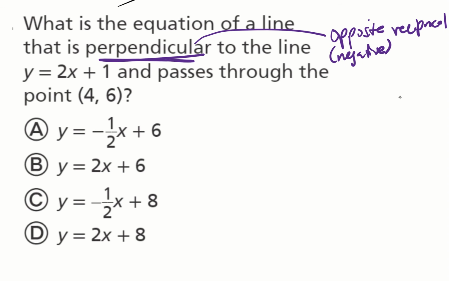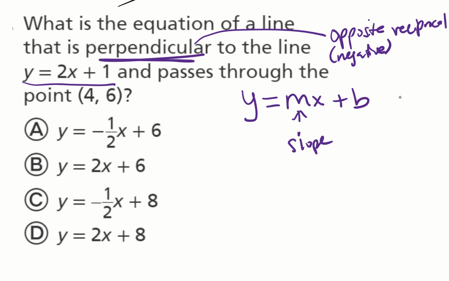So the slope here of this line, this is y equals mx plus b. That's called the slope-intercept form. This is my slope. This is my y-intercept. So clearly, the slope is 2 based off of that description. So slope is 2.